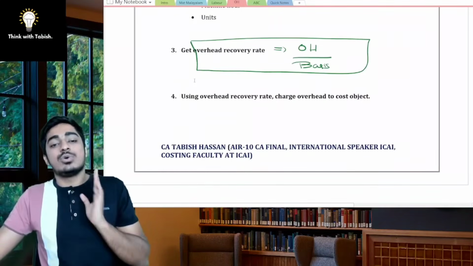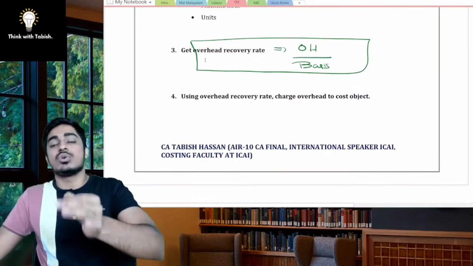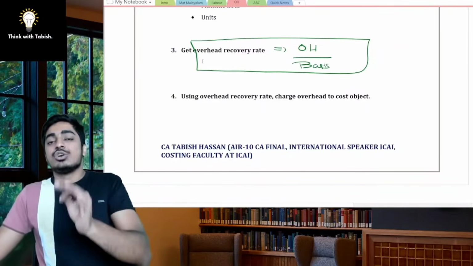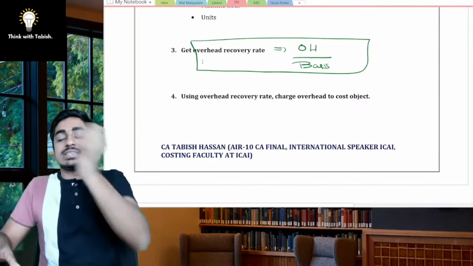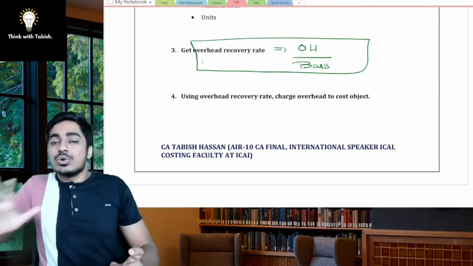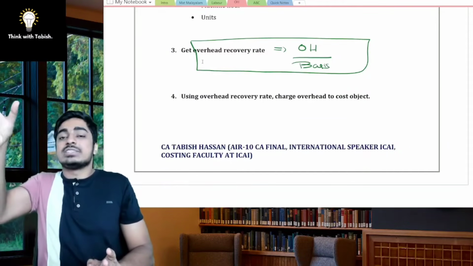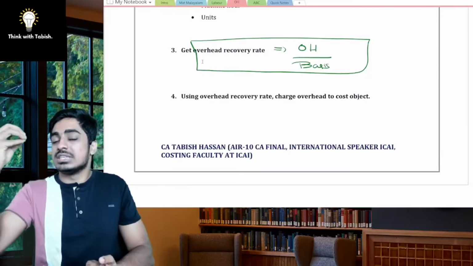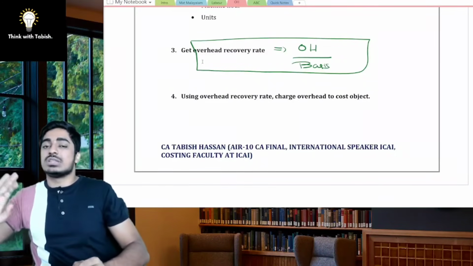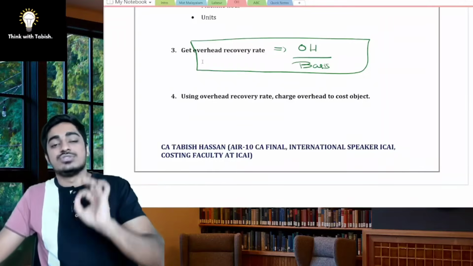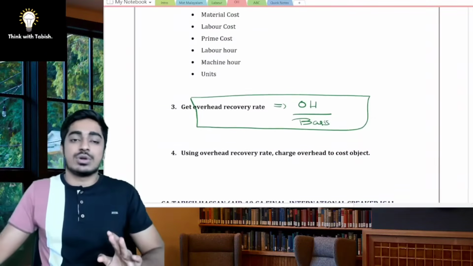I've taken the total overheads, I've linked it with the basis, and I get the overhead recovery rate. Once I've received the overhead recovery rate, suppose it is, say, rupees 100 per unit. I know for every unit 100 rupees I add as overhead. Or say the overhead recovery rate is 10% of material cost. To manufacture a phone, suppose my material cost is 3000 rupees. So therefore, my overhead will be 10% of 3000 rupees. So using the overhead recovery rate, we can charge the overhead to the customer.